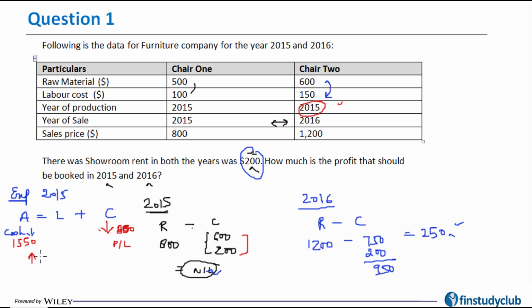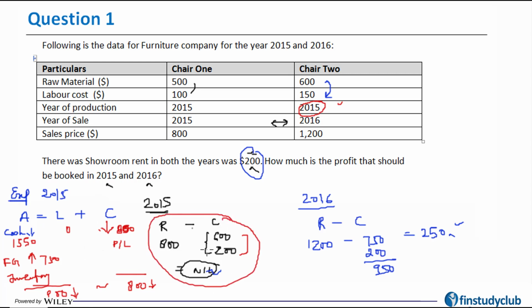So that 750 is nothing but the value of the finished goods, which is part of your inventory, and it is your asset. So the assets go down in form of cash by 1550, finished goods go up by 750, and therefore net change in the assets is 800 down, and net change in the liability is 0. Net change in the capital also is 800 down. So overall, if you look at it, your equation is getting tallied. So that's how you got to understand that the dealing that you've done, the calculation you've done, is correct.